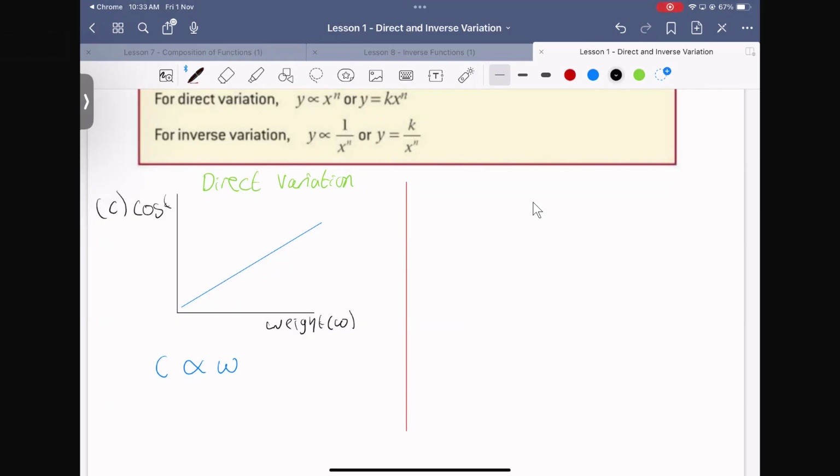To give you an example of a system which is inverse variation, let's say we have the number of people, I'll call this one P, and then the time taken to complete a task, call this one T. The time taken to complete a task would relate to the number of people doing the task inversely.